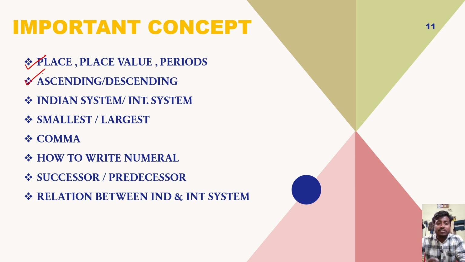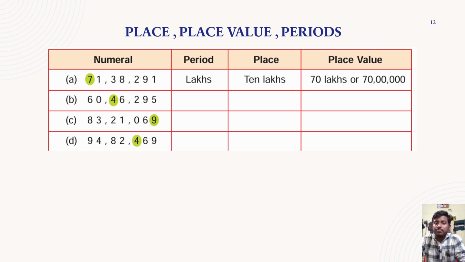Then the ascending and the descending order, then the Indian system and the international system, smallest and the largest number of 2 digit, 3 digit, etc. And how to put the comma, and how to write the numeral, and then successor and the predecessor and the relation between Indian and the international system. Understand? Now let's start. The first concept is the place value, place and the period.